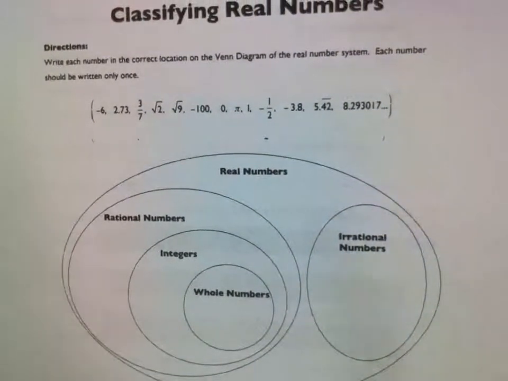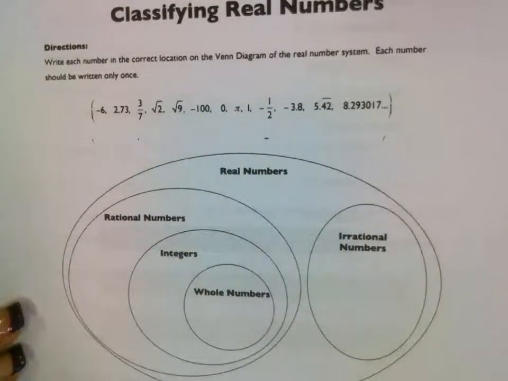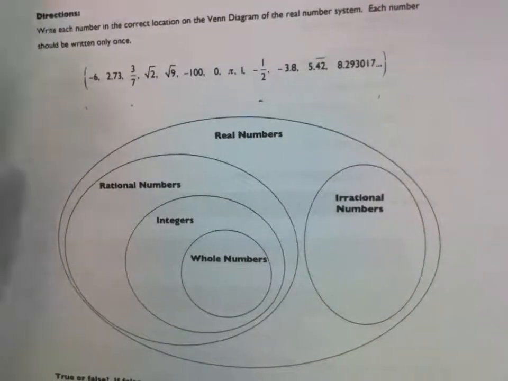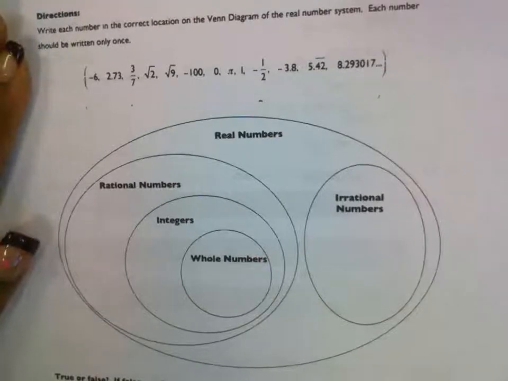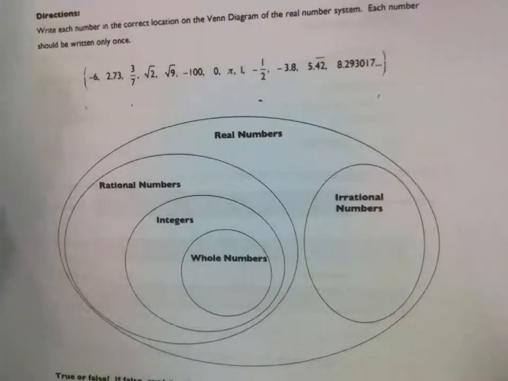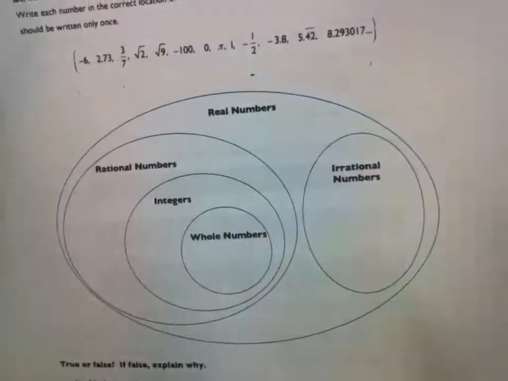All right, so here it says, write each number in the correct location in the Venn diagram, okay? That's the name of this type of graph that you see. Each number should be written only once, okay? All right, so we're going to probably write the numbers more than once in the beginning, and then where we see it in multiple places, we can probably just erase it because I don't want you to get confused with this assignment.